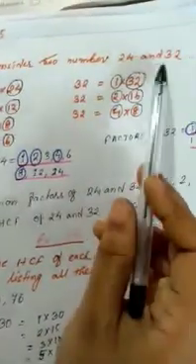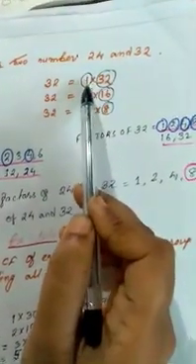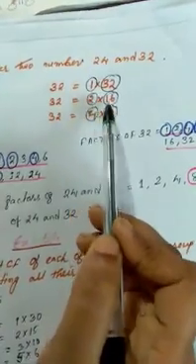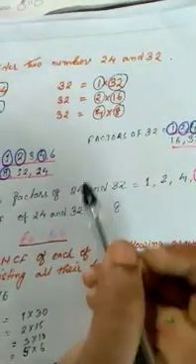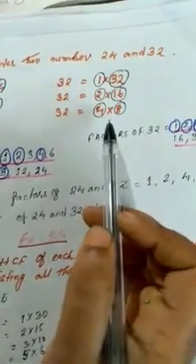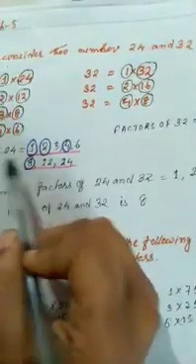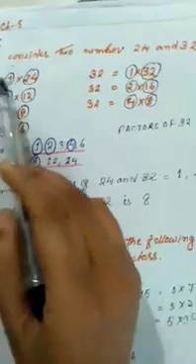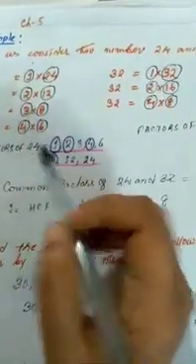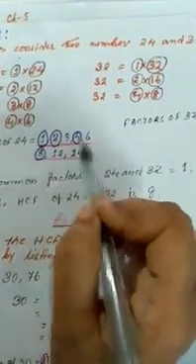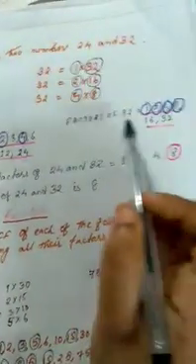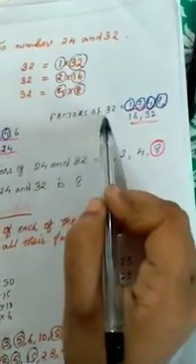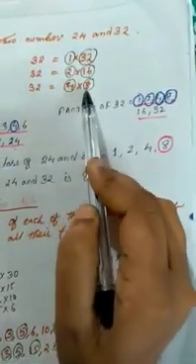Now the next number is 32. So for 32 we can write like this: 1 into 32, 2 into 16, then 4 into 8 is 32. The rest we cannot do. Okay, so the factors of 24 are 1, 2, 3, 4, 6, 8, 12, 24. These are the factors of 24. And the factors of 32 are 1, 2, 4, 8, 16, 32.